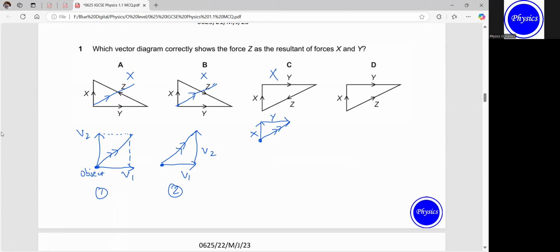You see here, the head of X meets the tail of Y. It starts from here, X goes to this point, the head of X meets the tail of Y, so the finishing point is here. Join the starting point and the finishing point. That would be your resultant vector. So option D is correct. Okay.